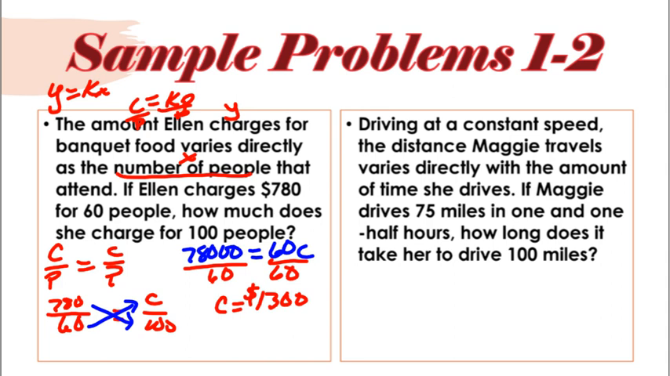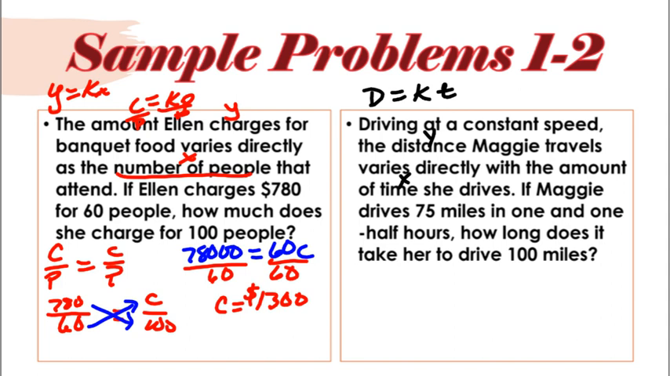The next one, driving at a constant speed, the distance Maggie travels varies directly with the amount of time she drives. So distance is like your y, time is like your x. So distance equals the constant times the time, which would make sense because the constant is your rate. Rate times time equals distance. So if Maggie drives 75 miles in 1.5 hours, how long does it take her to drive 100 miles?